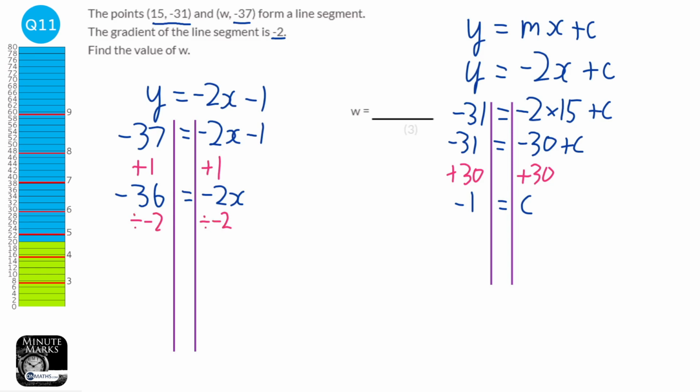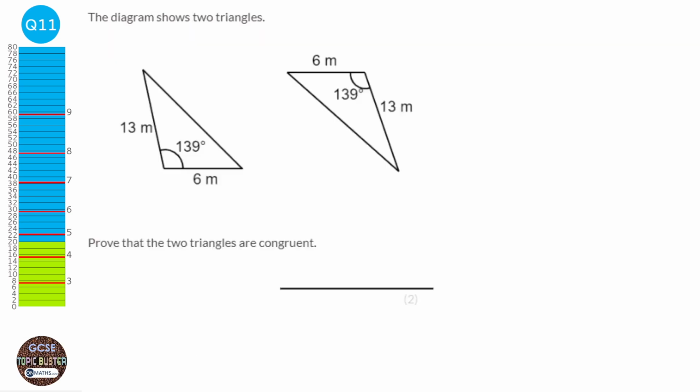And a negative divided by a negative is positive. 36 divided by 2 is 18. And then obviously that gets rid of the coefficient of the x, so it's just x. So x equals 18, so the x value is 18 and the x value is the w value. So w is 18.